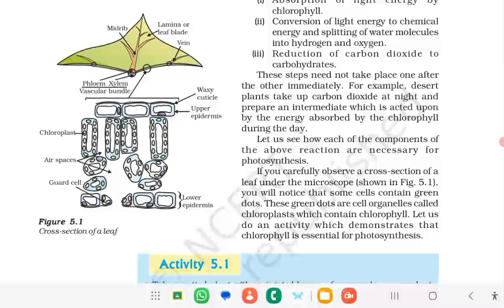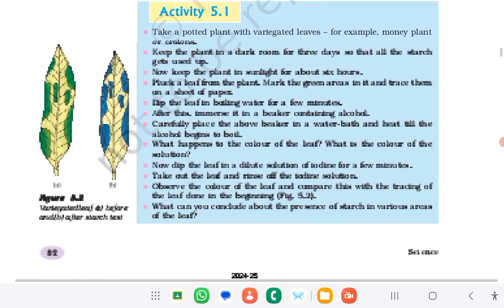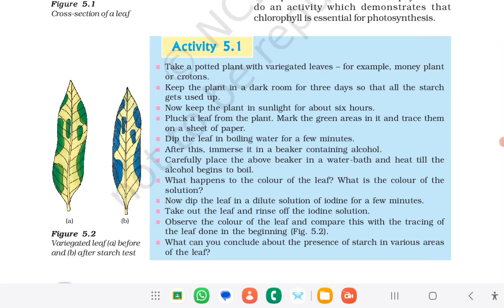If you carefully observe a cross section of a leaf under the microscope, you will notice that some cells contain green dots. These green dots are cell organelles called chloroplasts, which contain chlorophyll. Let's do an activity which demonstrates that chlorophyll is essential for photosynthesis. Refer to activity number 1.